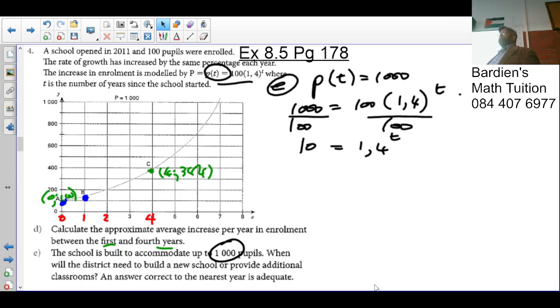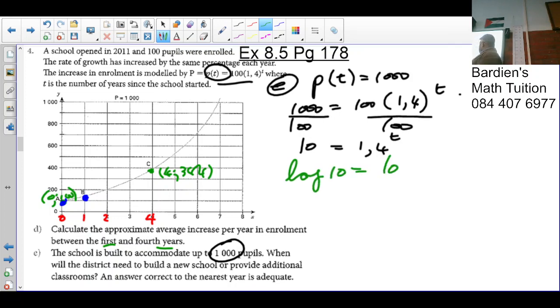Sorry? Logs. Yes. You guys remember logs? Alright, so what do I do here? Put log on both sides? Yes? Not so? So log 10 is equal to log 1.4 raised to exponent T. Now what?